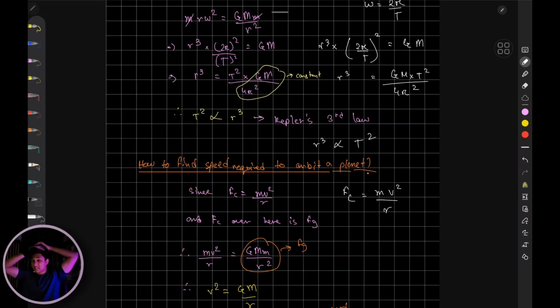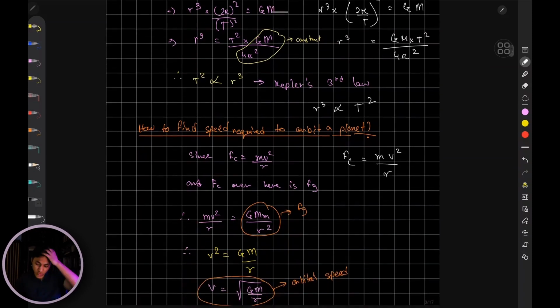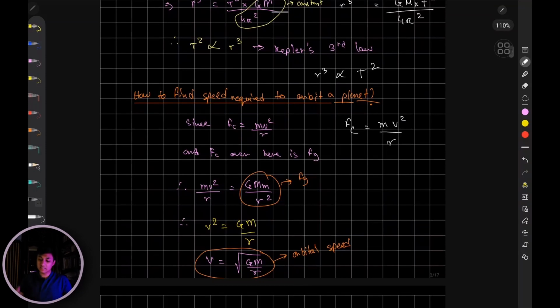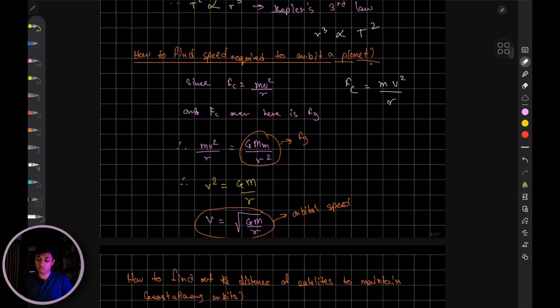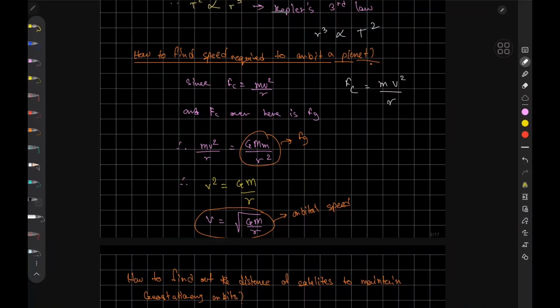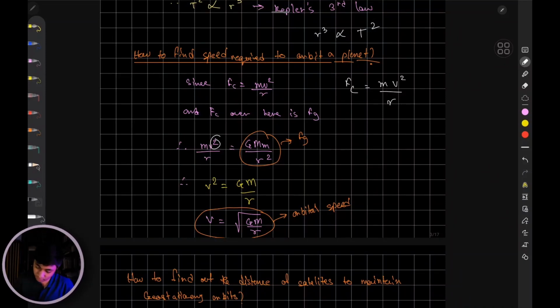mv squared by r is your centripetal force, and your gravitational force is going to be GMm by r squared. So this is your centripetal force, and this is your force due to the gravitational field. Now both of these are equal because the gravitational field is actually providing the centripetal force, right? So if you equate both of these together and make velocity the subject, you're going to have v squared over here, and you're going to cancel off one of the r's.